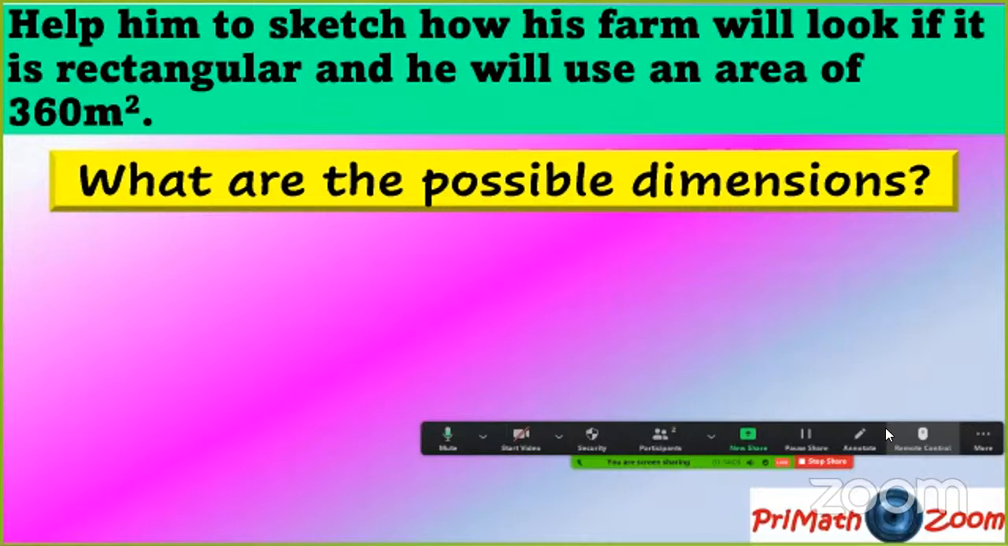All right, so I'm seeing Marissa Stewart saying length could be 20 meters, width could be 18 meters. That is also good. But can those of you who have given responses already go ahead and tell me how you came up with these dimensions? Write a sentence explaining to us how you came up with these dimensions.